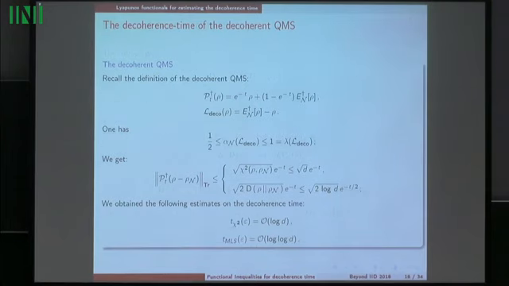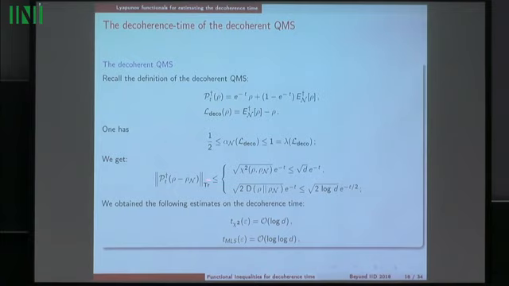Okay, so we can illustrate this on the decoherence QMS, the one I gave as an example. So we have this quantum Markov semigroup, and actually we can compute quite explicitly the Fisher information, the entropy production. And using this, we can prove that the Log-Sobolev constant is always bigger than 1/2, so it is positive. And then we can put everything back in the bound we had for the trace norm.